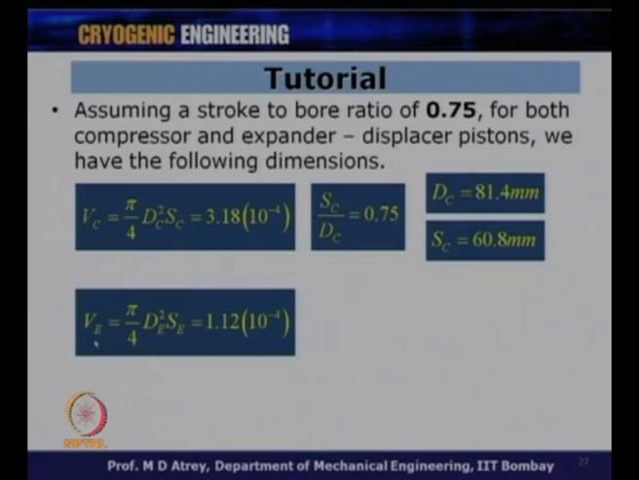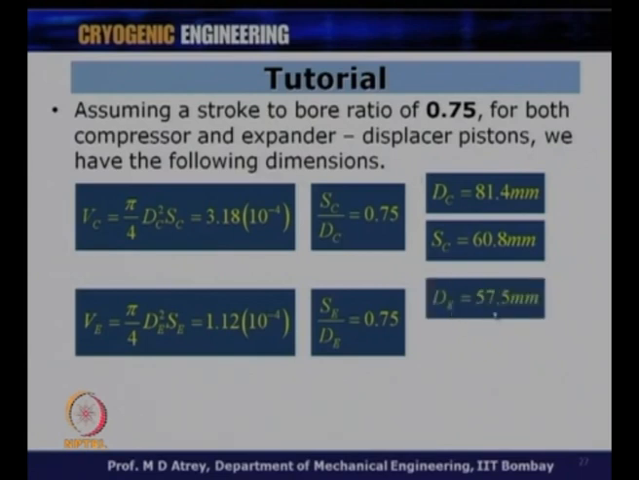Similarly, I know the value of Ve, which is pi by 4 into dE square into the stroke. In fact, it is the expander piston, that is what I should call it here, because it is not a displacer in this case. Stroke upon dE is 0.75, which is an assumption. I get dE, the diameter of the piston for the expansion side, as 57.5 millimeter, and the stroke as 43.1 millimeter. These are my first guess dimensions.